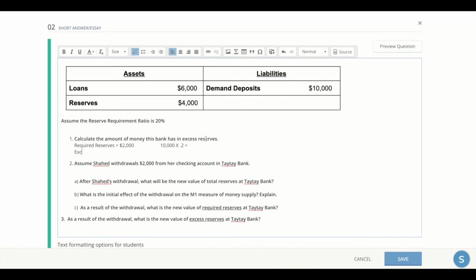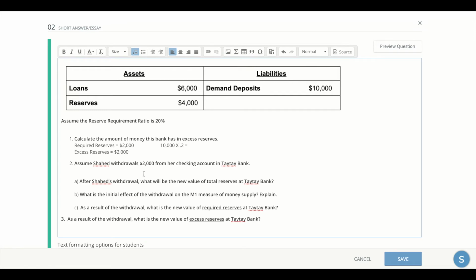So then excess reserves are going to be anything above that $2,000. We currently have $4,000 in our reserves. $2,000 is required. That means that we have $2,000 in our excess reserves. So $2,000 above what we're required to hold.